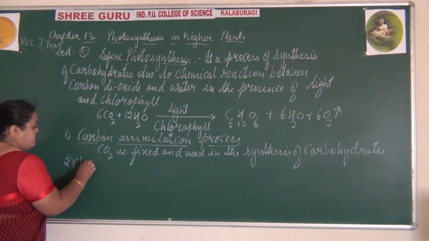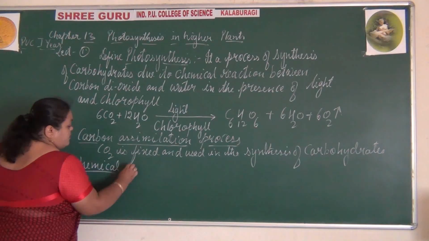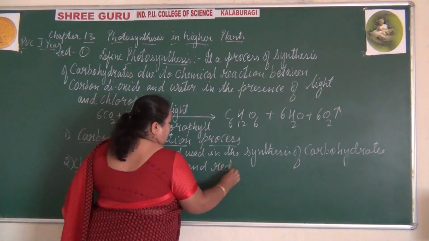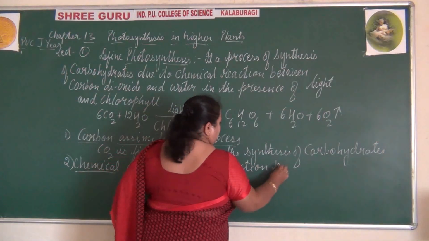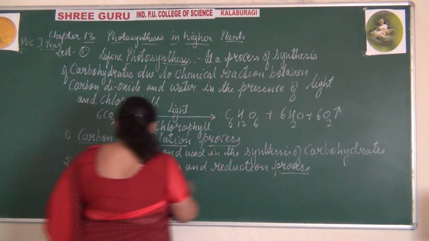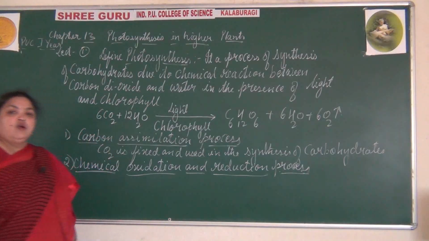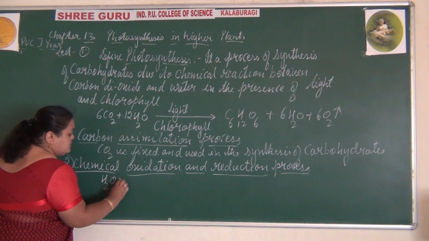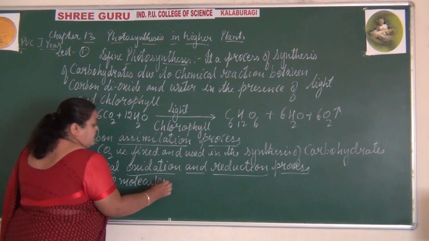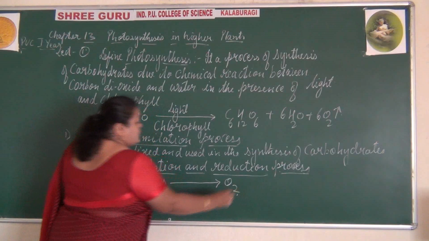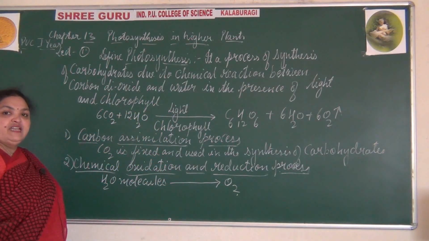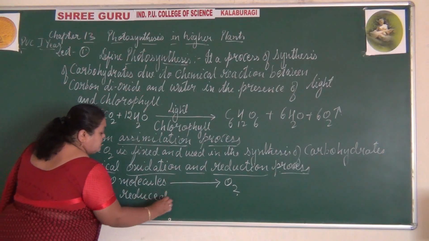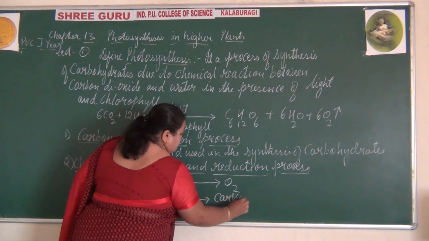Then it is also known as the chemical oxidation and reduction process, where water molecules get oxidized to form oxygen, and carbon dioxide is reduced to form carbohydrate.